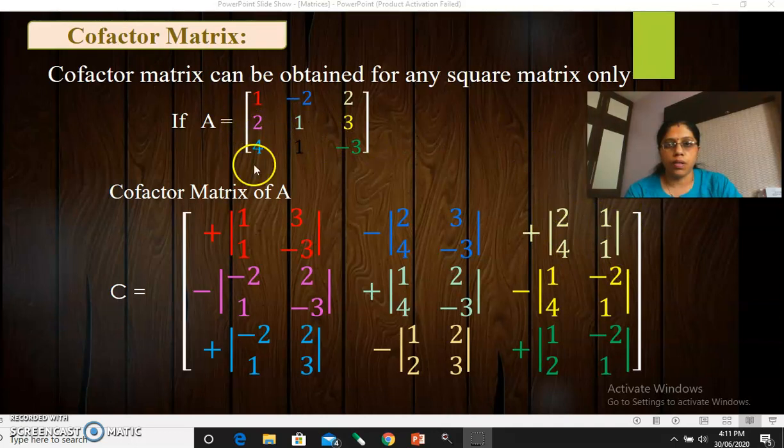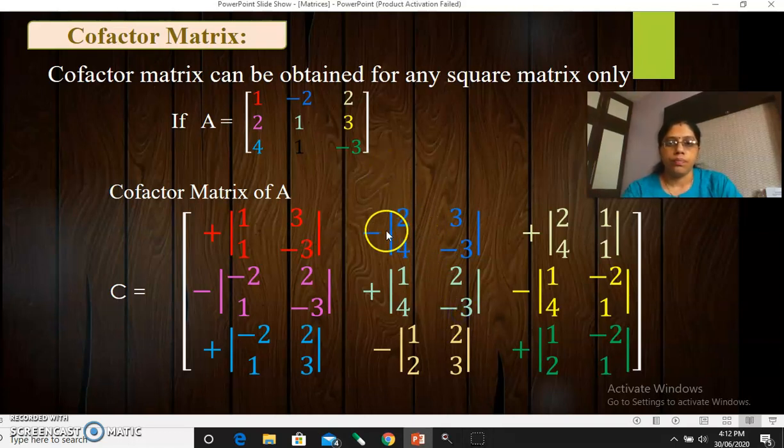Next, we have to calculate for all 9 elements. For this element 2, hide the column and the row. The 4 remaining elements are minus 2 2, 1 minus 3. You just have to put them as they are. The sign is minus here. Next, for the middle element 1, we will hide the second row and second column. The remaining 4 elements are 1 2, 4 minus 3.